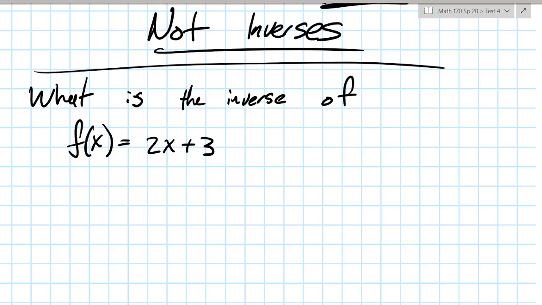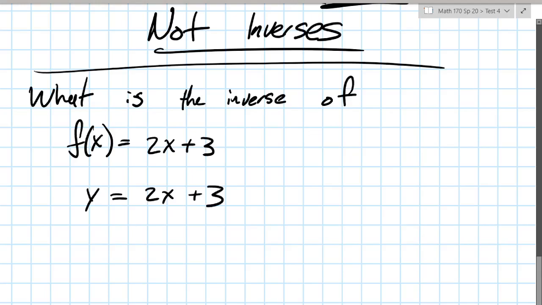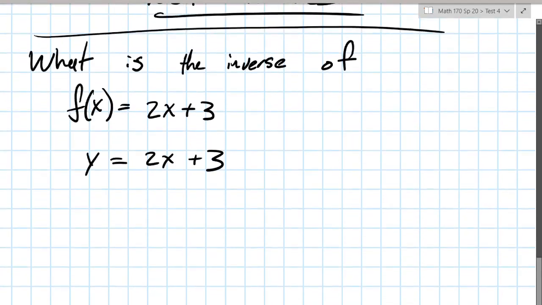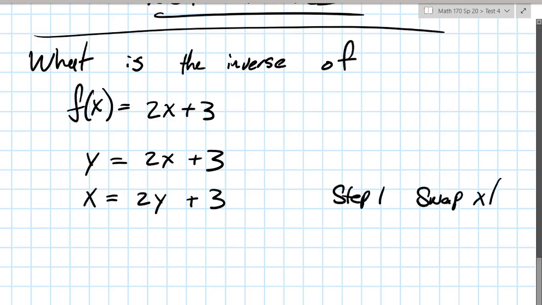So there's pretty much a three-step process to do this. First, we would like to write this in terms of x's and y's, not f of x's. Now we want to swap out all of the x's with y's and y's with x's. So step one is swap them out. X equals 2y plus 3. Next, we want to solve for y. X minus 3 equals 2y.